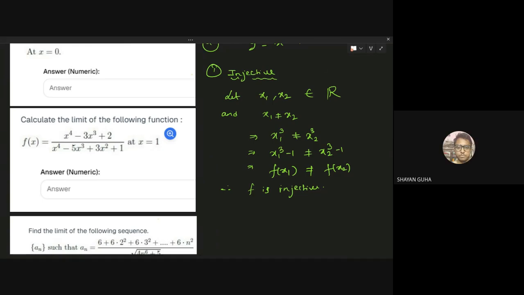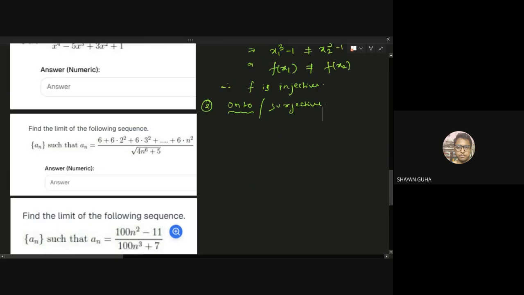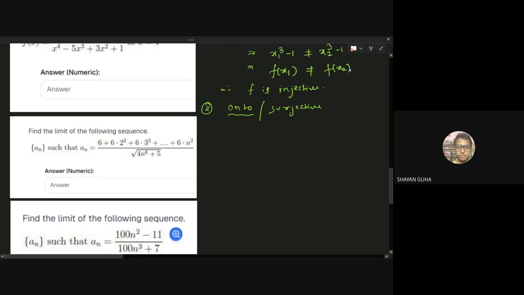So second one I will check for onto, or you can say surjective. Now how to check whether a function is surjective or not? Surjective means that if we take any element from its codomain and I can show that that particular element has a preimage, then I can say that the given function is surjective.